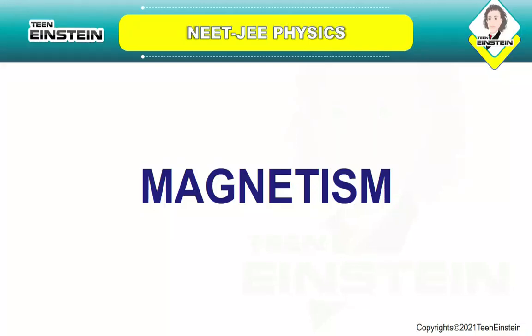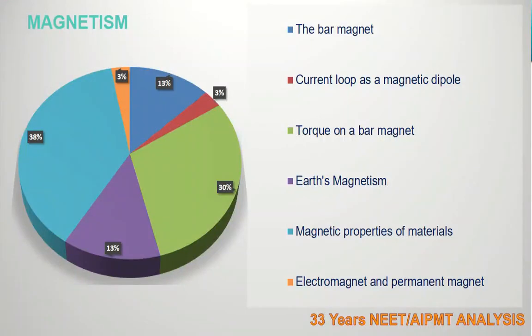Hello students, in this video we will be seeing previous year question papers of NEET physics, and particularly we will be focusing on the topic called magnetism. So, we will try to solve some of the previous year question papers in which magnetism questions were coming for the past 10 or 15 years. Before going inside the questions, let us have a statistical analysis report about the magnetism topic.